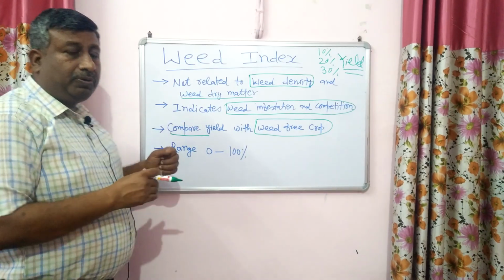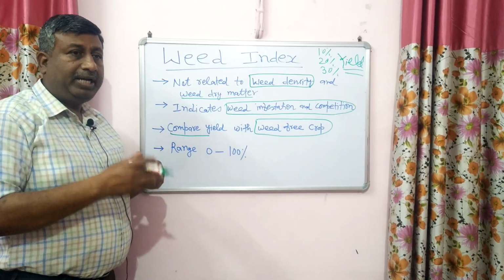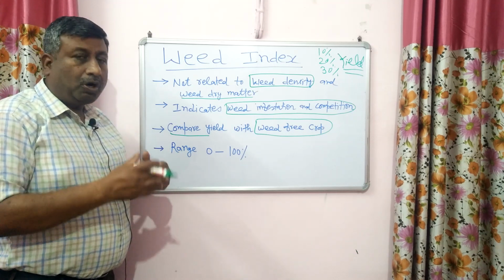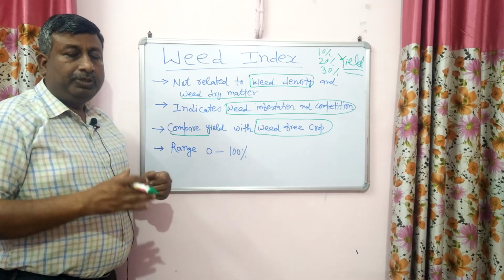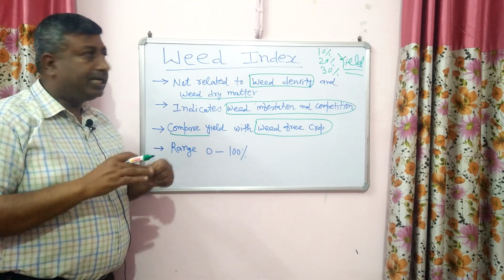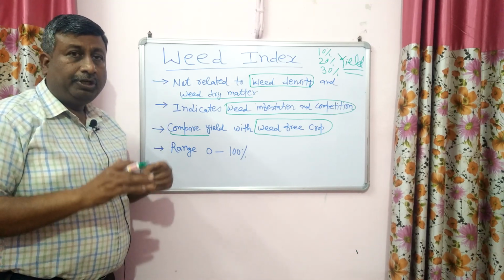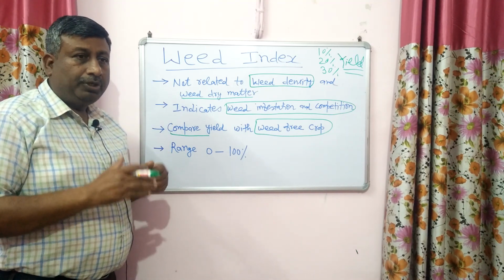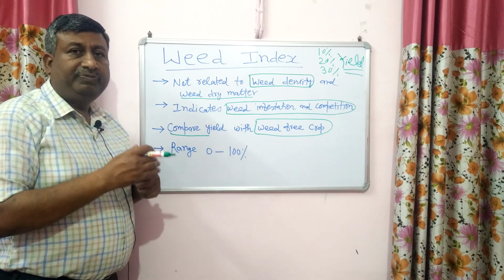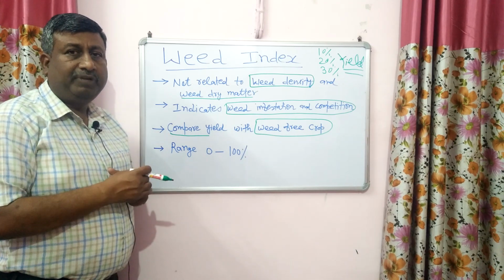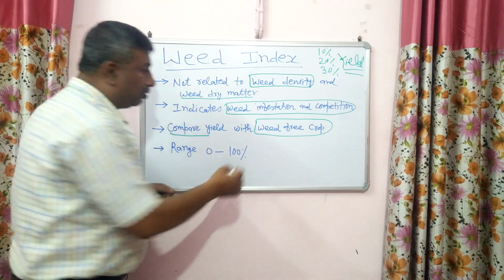So if we want to know what is the weed index, we have to maintain a weed free crop. Without a weed free crop, we cannot calculate weed index. So it is a must, it is necessary to have a plot which is weed free. So how do we keep a weed free plot? We grow the crop and make plots.